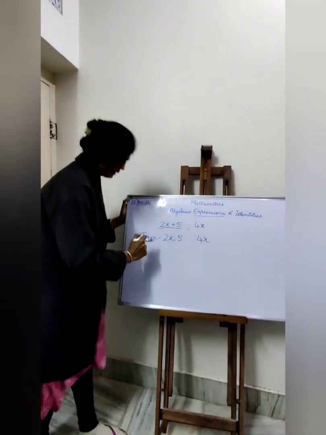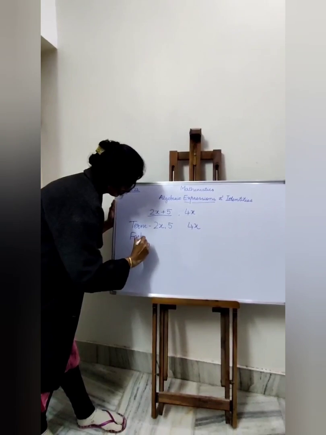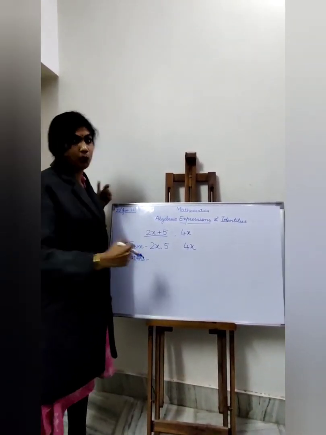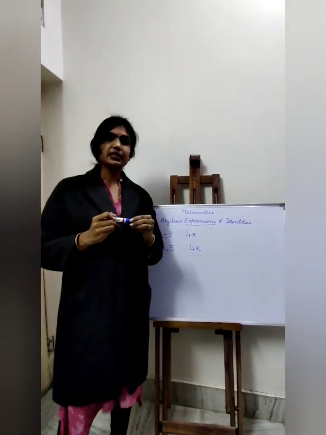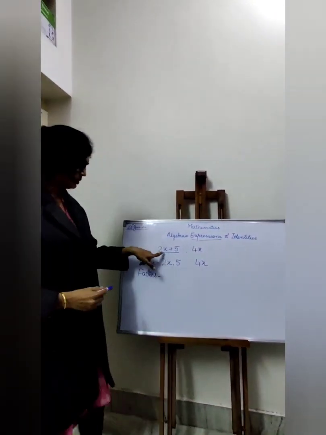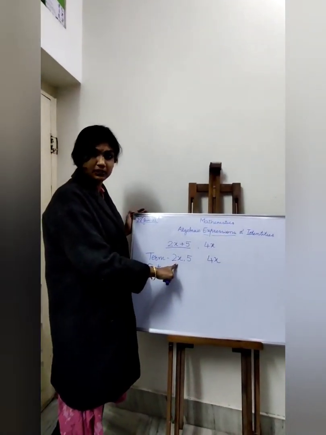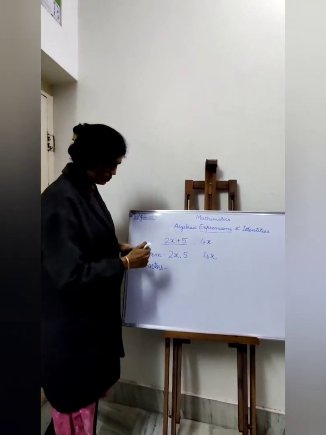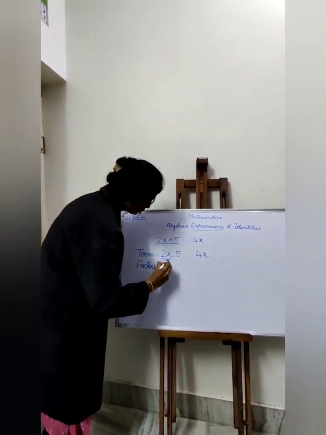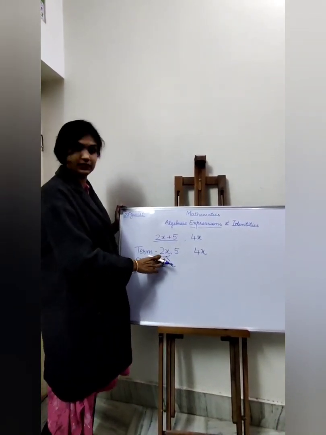Next we have factors. So what are factors? A term is a product of its factors. Now what does it mean? Suppose 2x is a term and as I said, a term is a product of its factors. So the factors of this term are 2 and x. These are the two factors of this term.